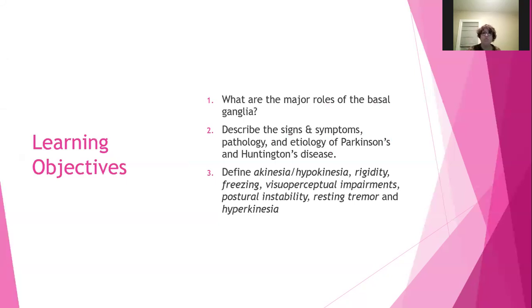So we want to know the major roles of the basal ganglia, and generally we're talking about motor. There's some cool non-motor functions, but we're just going to skim over them. But we're also going to talk about the signs and symptoms and pathology and etiology of Parkinson's and Huntington's disease. We're going to look at some different symptoms: akinesia, hypokinesia, rigidity, freezing, visual perceptual impairments, postural instability, resting tremor, and hyperkinesia that are associated with some of those pathologies.